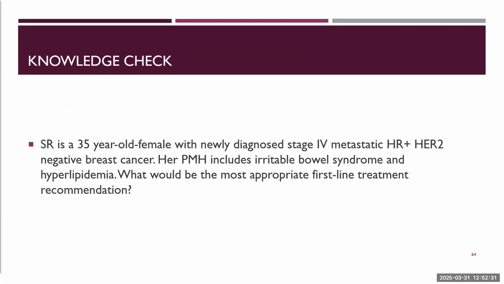Okay, next knowledge check. SR is a 35-year-old female with newly diagnosed stage 4 metastatic HR positive, HER2 negative breast cancer. Her past medical history includes irritable bowel syndrome and hyperlipidemia. What would be the most appropriate first-line treatment recommendation?